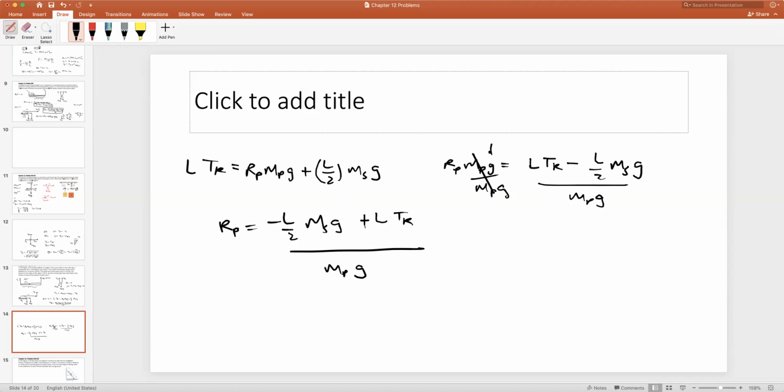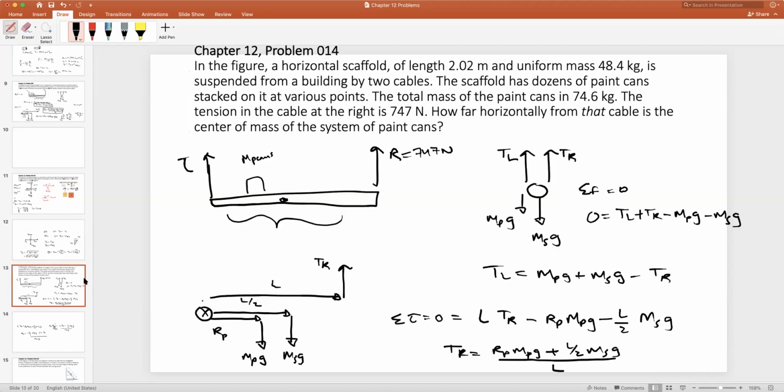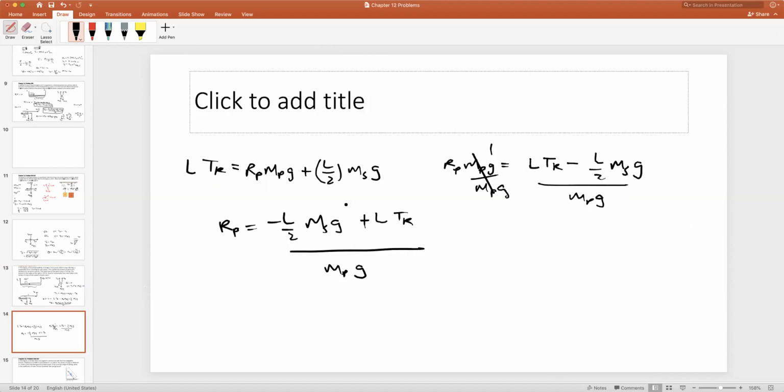All right, that problem's pretty easy. Remember that it wants the distance from the right, and we measured the length from the left as 0 to L, and this will give us R_P. But what it wants is this distance R from the right. So R is going to be equal to L minus R_P. It's going to be the distance from the right wire.